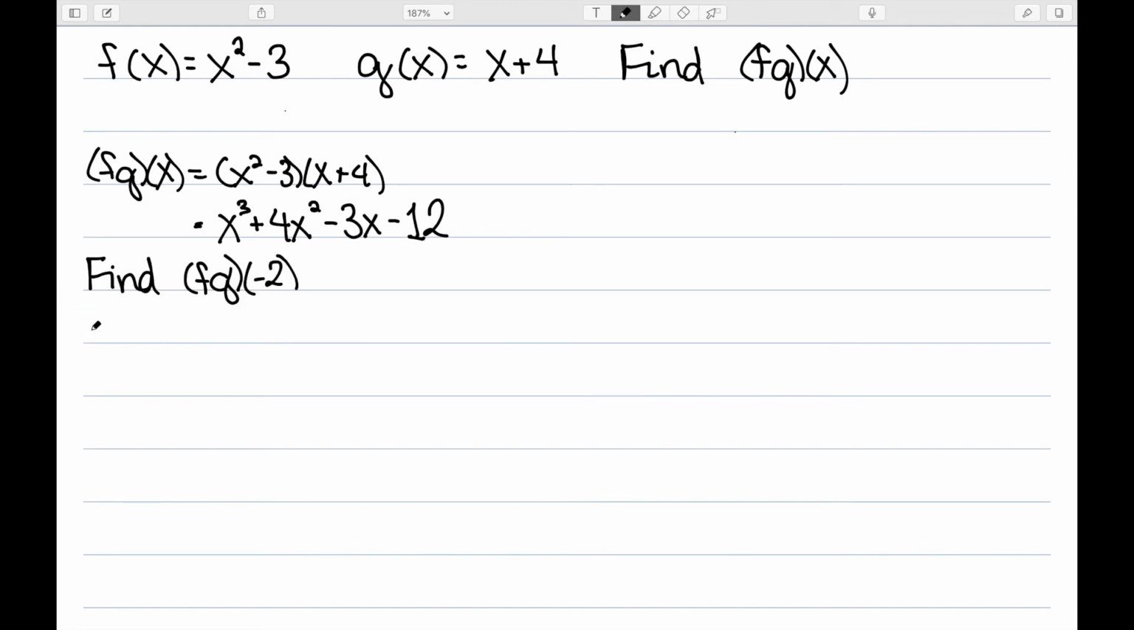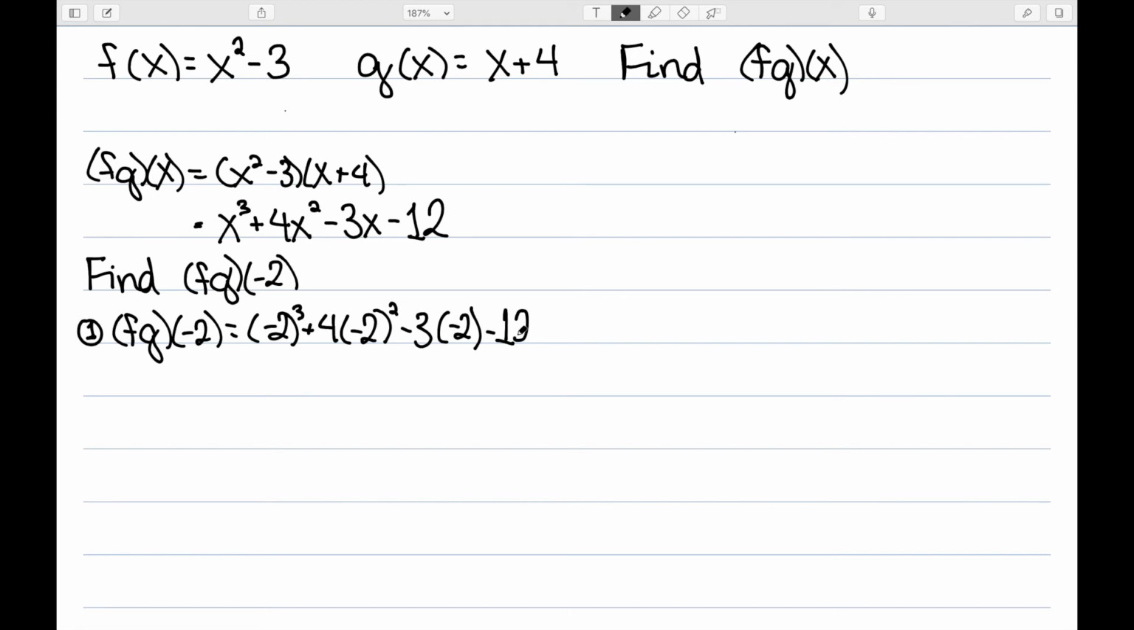The next one I want to do is fg of negative 2. My first way is going to be to evaluate this function that we just found. That gives me negative 2 cubed plus 4 times negative 2 squared minus 3 times negative 2 minus 12. This is negative 8. Negative 2 squared is 4, times 4 is positive 16, plus 6 minus 12, which gives me 2.